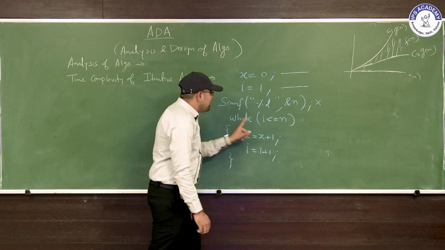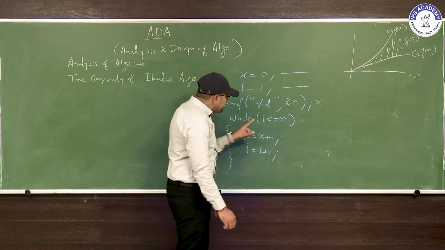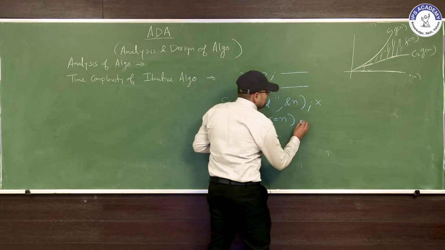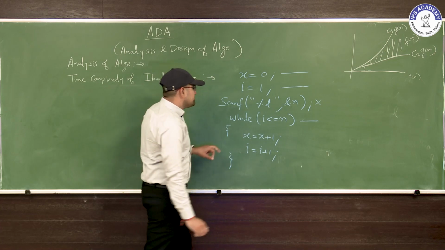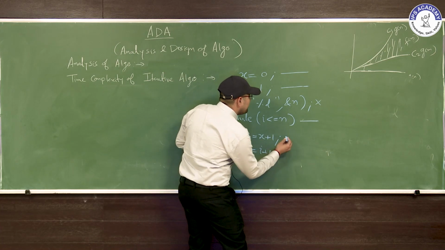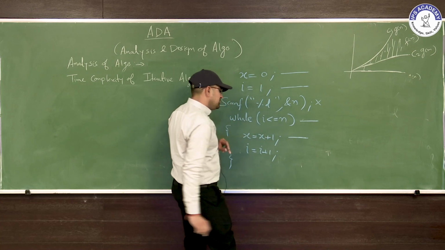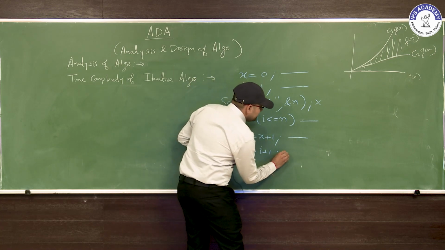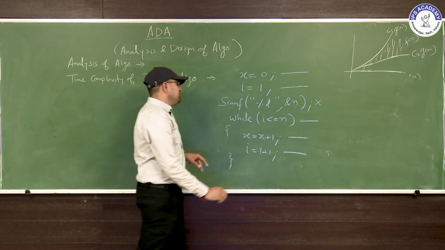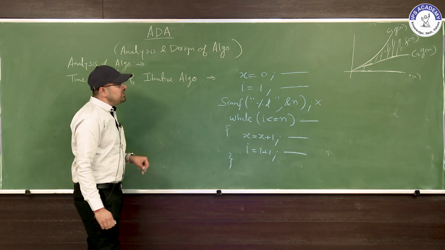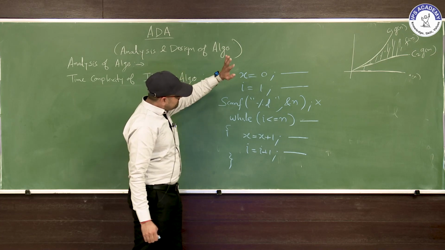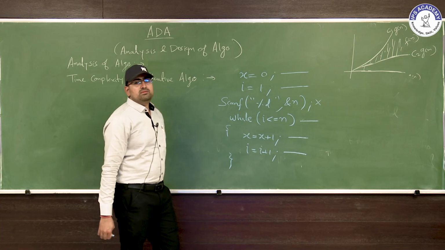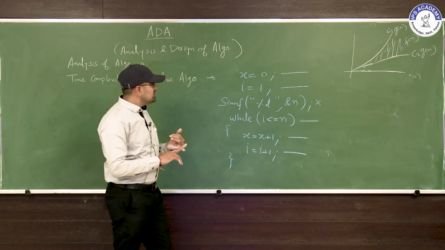Next, while i is less than or equal to n, we are comparing i with n here, so this would also be one executable statement. Then we are incrementing x by 1, this would also be an executable statement. i is also being incremented by 1, this is also another executable statement. So we have identified in this algorithm there are 5 executable statements. So this is step number 1.